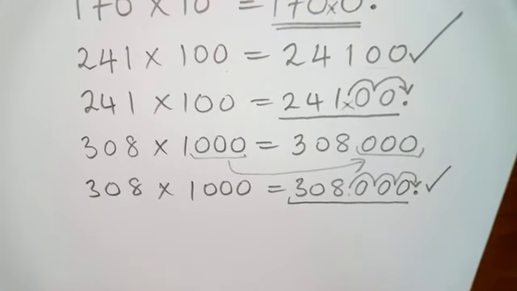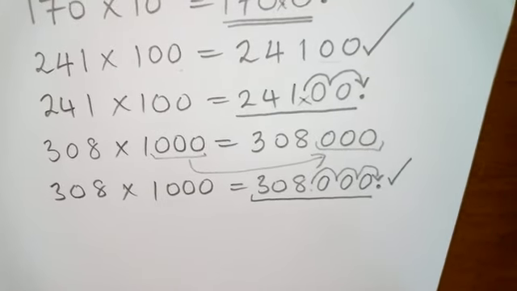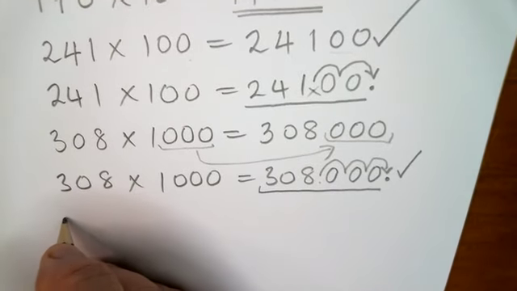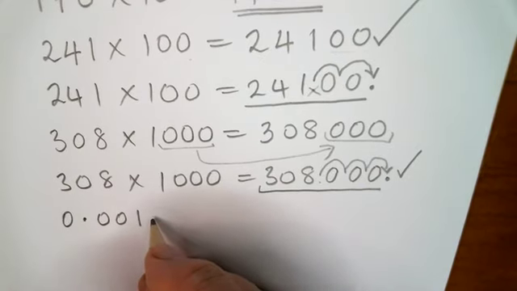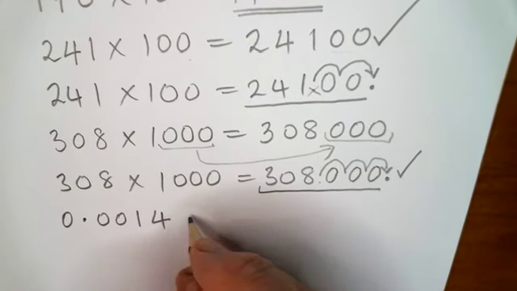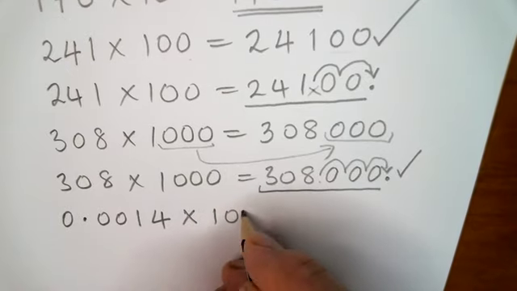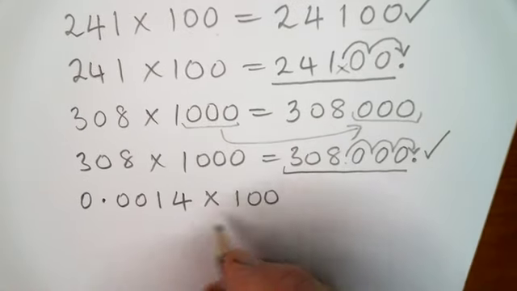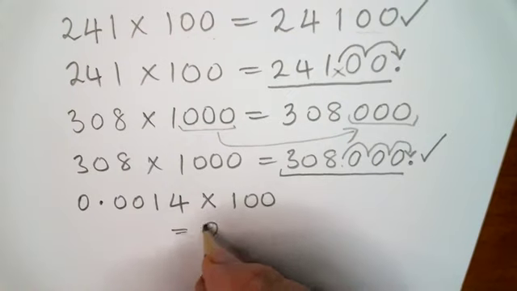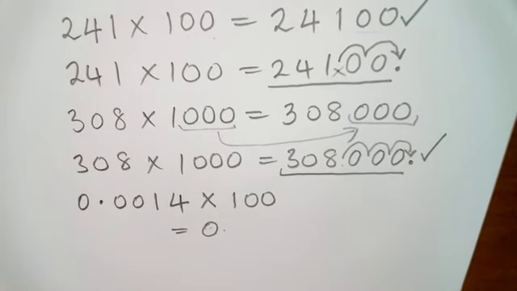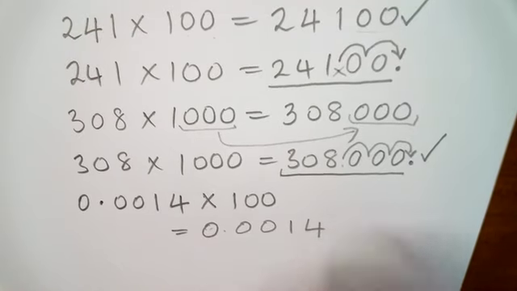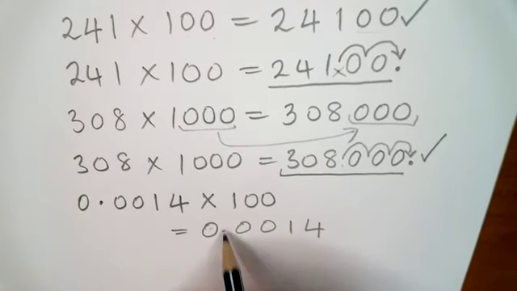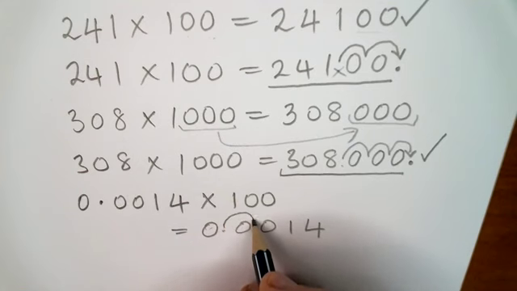All right, well, let's do it now with a decimal. Let's say we've got 0.00014, and we're going to multiply that by 100. So to do that, I'm going to rewrite this as 0, and I'll put a very small dot there, 0.0014, and I'm going to move that decimal place, which is there, 1 space to the right, and it's now going to be in that position there.